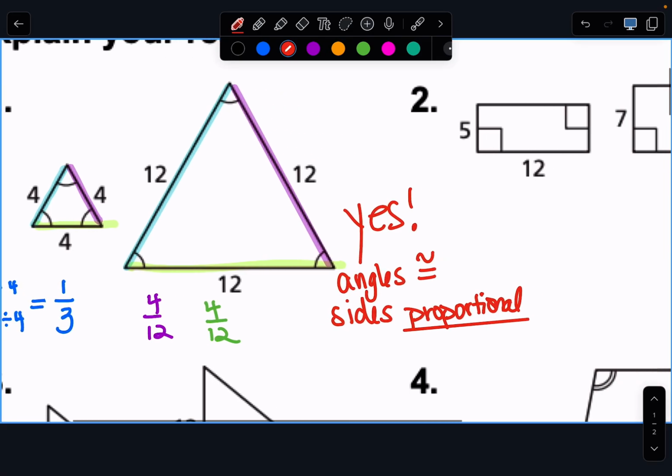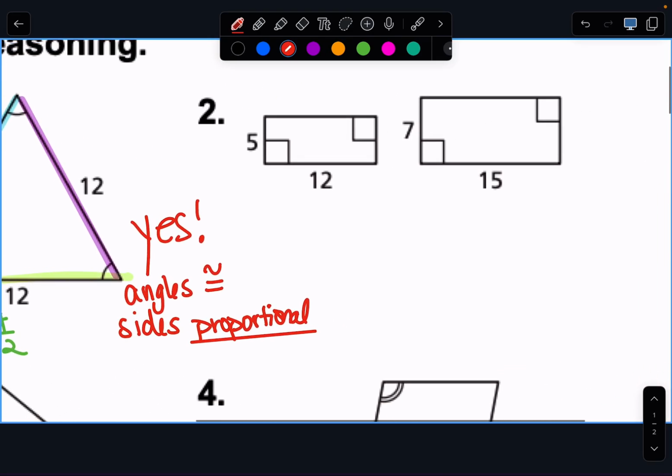Okay. Now, in number 2, do you have like a gut feeling? Okay, Colton, who am I going to pair 5 up with? 7. Okay, 5 and 7 are going to go together. Yes, I skipped over a number, thank goodness. Okay. Now, we all know that 12 and 15 match up, but which order should I make the fraction?